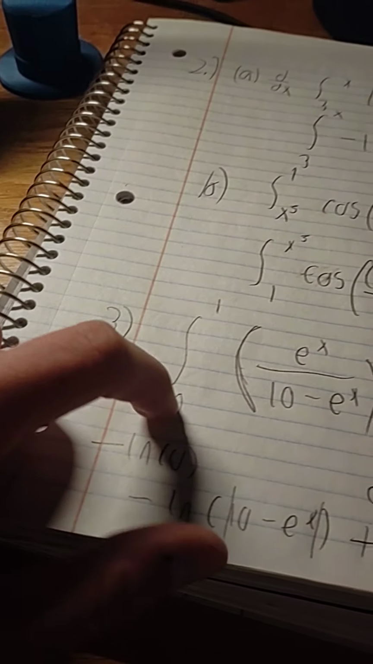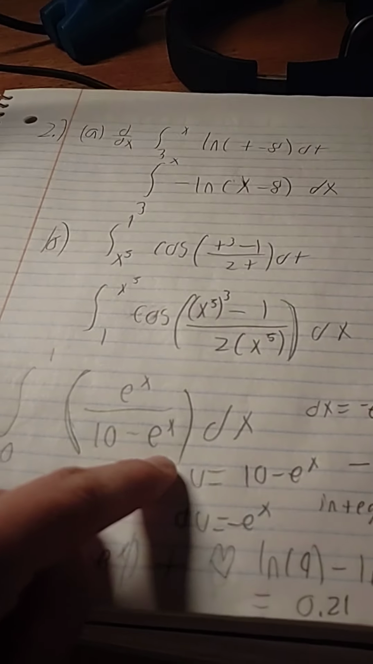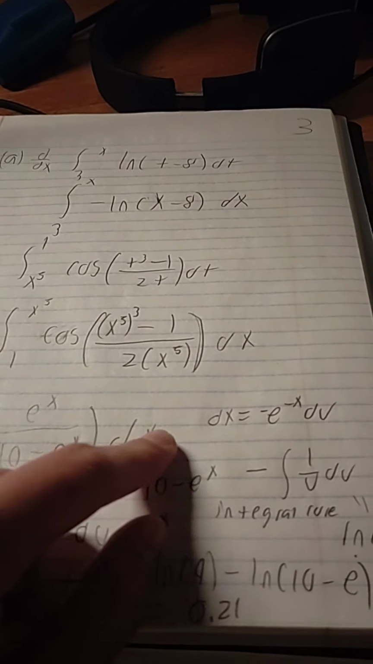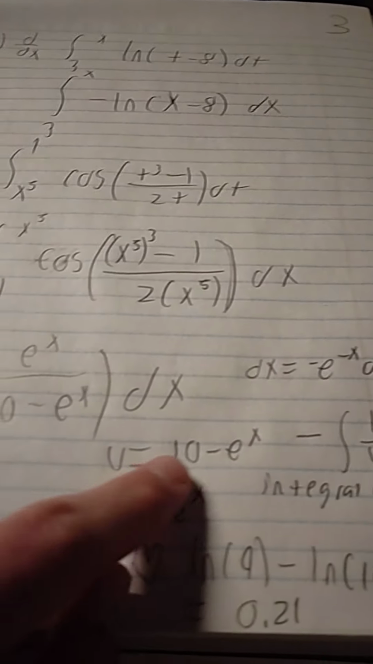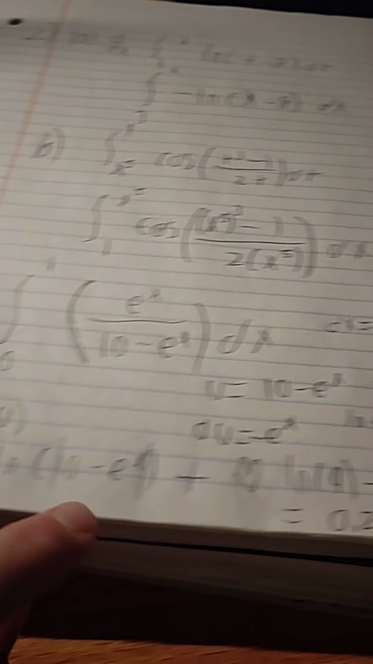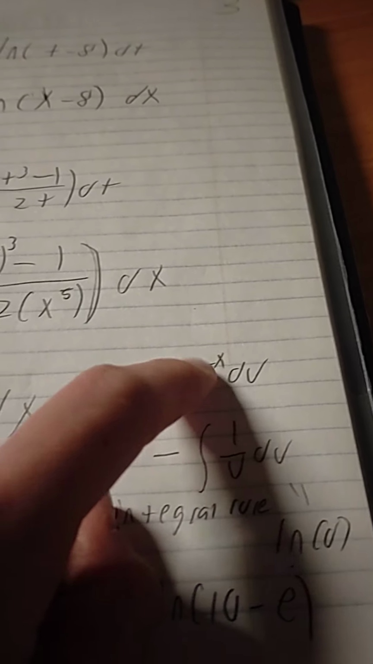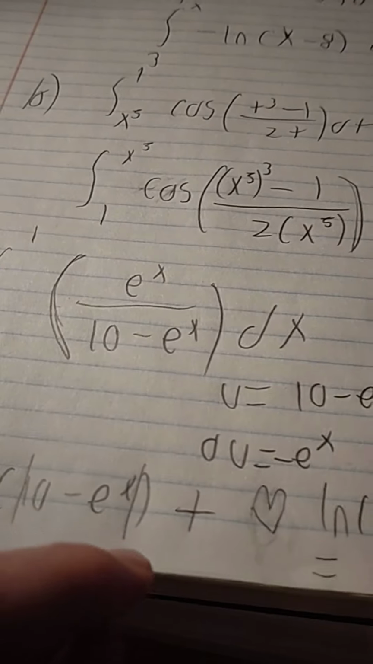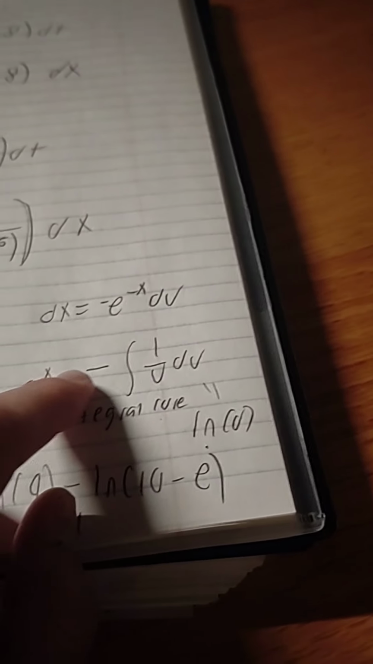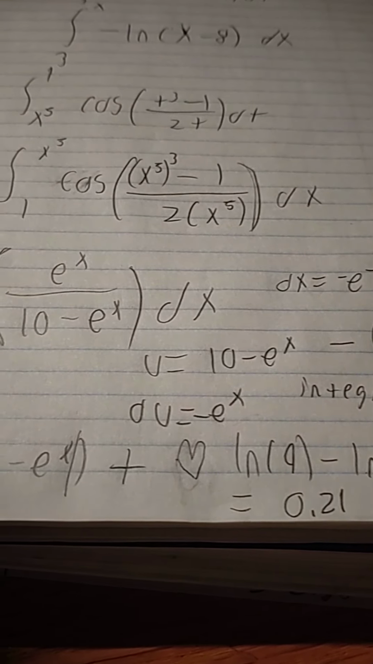So then we go to 3. We have to evaluate the definite integral from 0 to 1 of e to the x over 10 minus e to the x dx. So our u would be 10 minus e to the x, and our du is negative e to the x dx. And our dx is negative e to the negative x du. So this is the integral rule, the integral of 1 over u du.